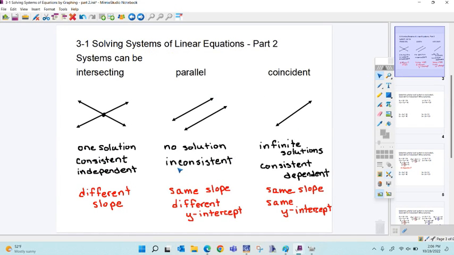Yesterday we were looking at these names, right? This is where we ended. It was consistent and independent if it had one solution. No solutions was inconsistent, and dependent was coincident ones.